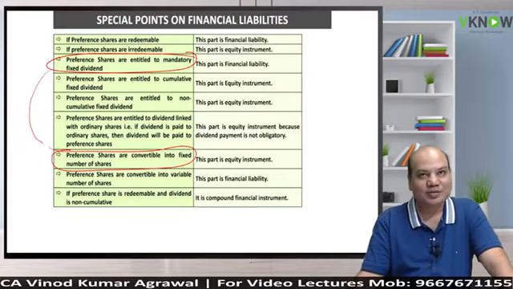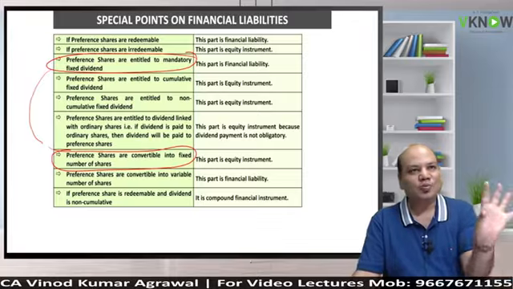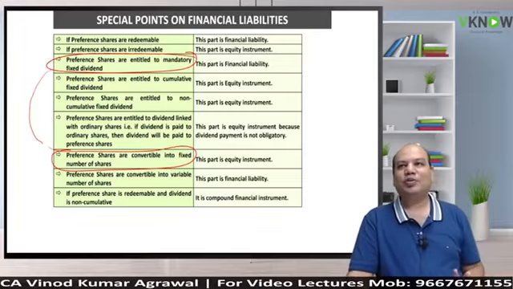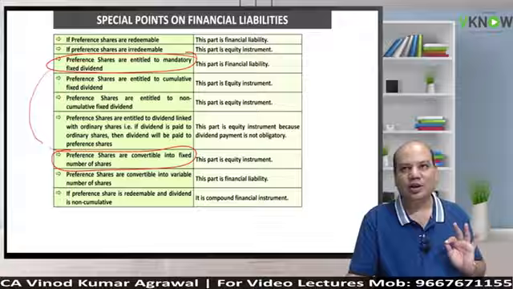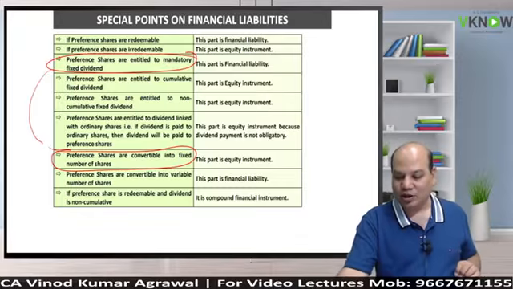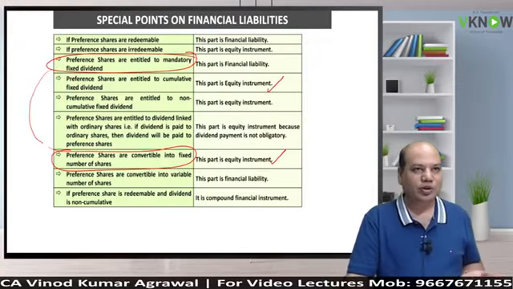Mandatory fixed dividend and convertible into a fixed number of equity shares. So one part is financial liability, one part is equity. So this is a compound financial instrument. So look at the two parts separately. If both parts are financial liability, then the whole instrument is a pure financial liability. If both parts are equity, like the earlier example, it is equity. One part liability, one part equity: compound instrument.